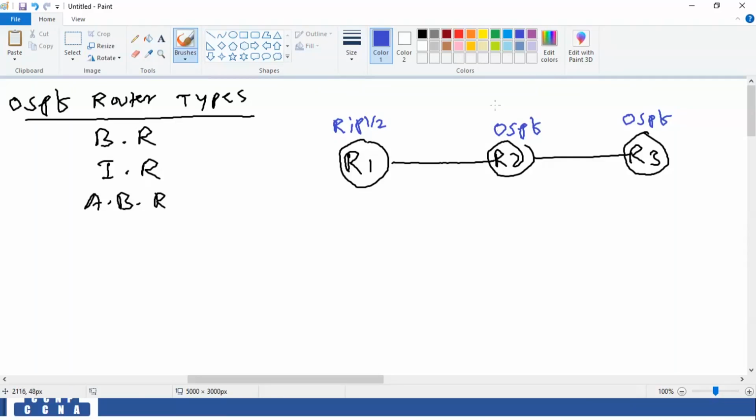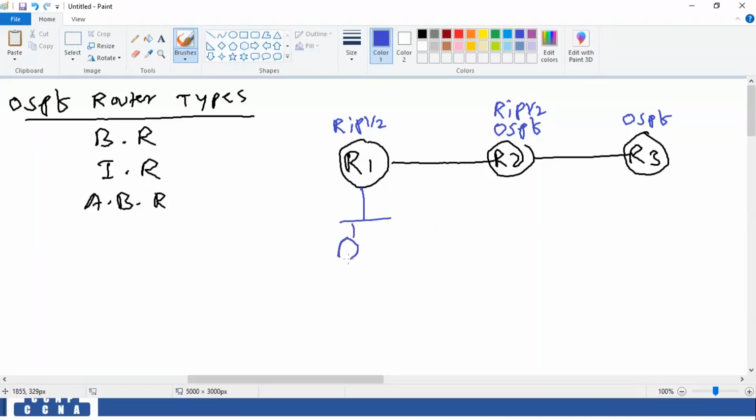If I configure RIP version 2 in R2, then will R1, R2 communicate? Yes, we can run multiple routing protocols in one router. You can configure RIP, you can configure OSPF, we can run both at the same time, no problem. Now R1, R2, will they communicate? Yes, with the RIP protocol. R2, R3, will they communicate? Yes, with the OSPF protocol.